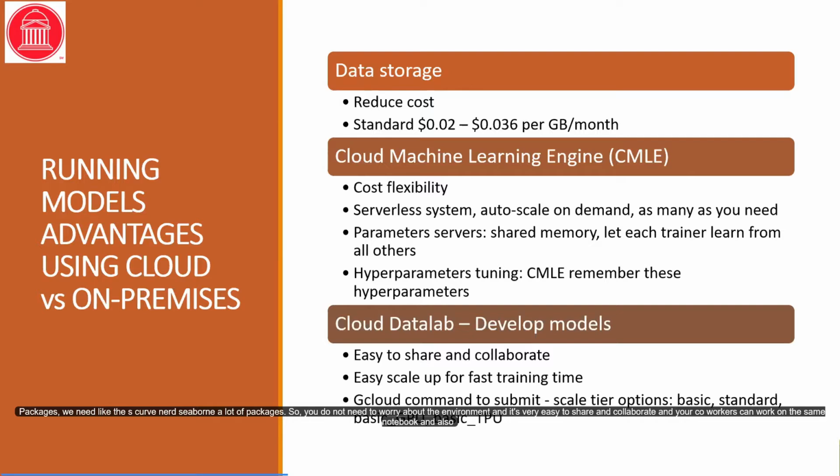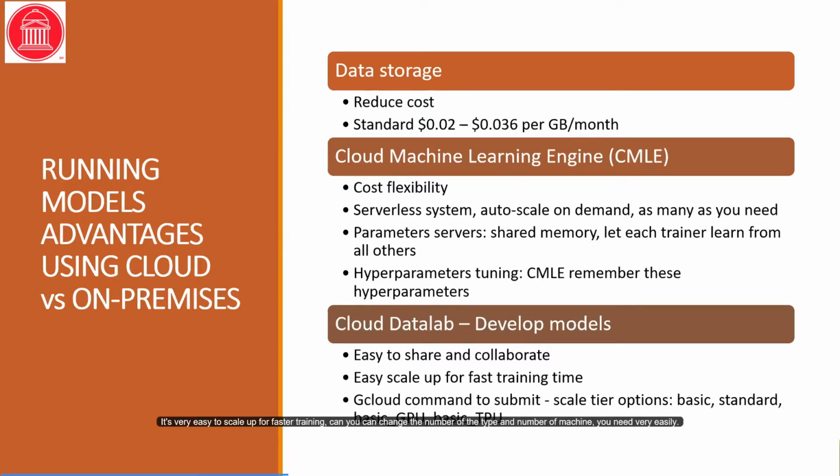And also, it's very easy to scale up for fast training time. You can change the type and number of machines you need very easily. You can also use the gcloud command to submit the machine type, like scale tier options for basic, standard, basic GPU or TPU. So I'll hand over to Michael for the migration steps.